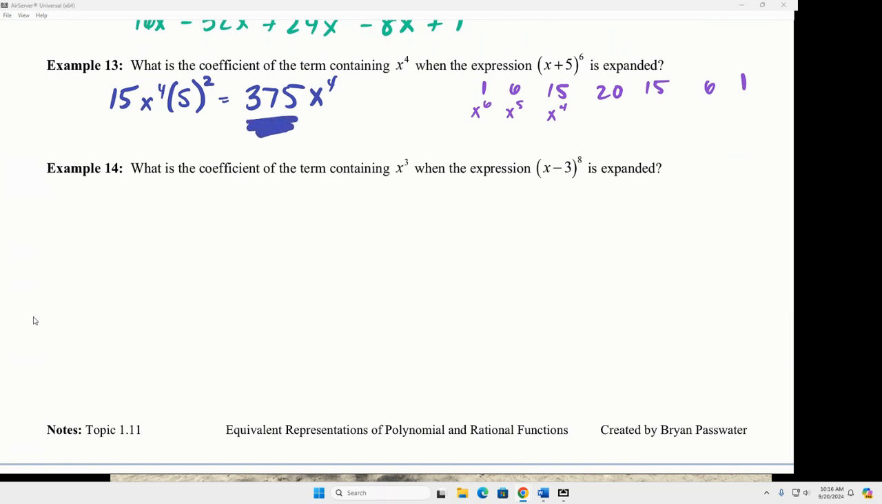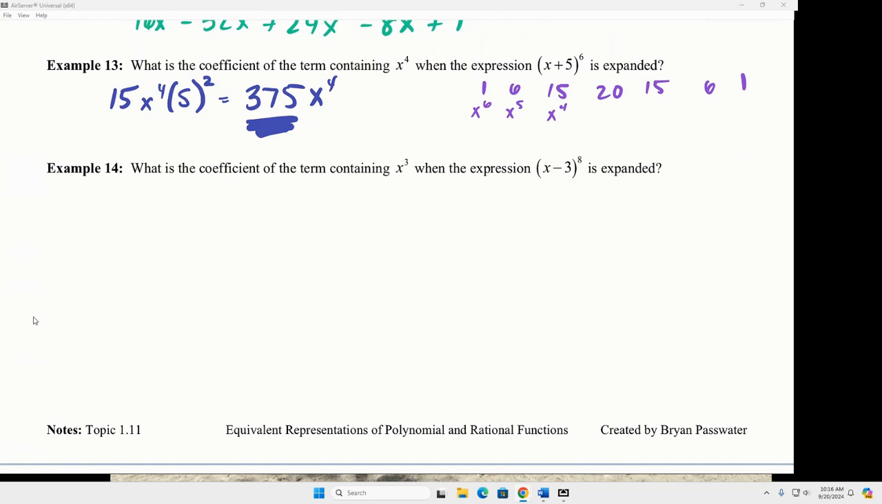Now, I'm going to go ahead and tell you, I put one of these on your test, but on the test, I asked for the whole term, not just the coefficient. So the answers on the test would look like this. All right, and then let's do one more like that.